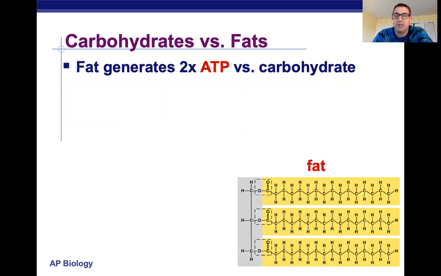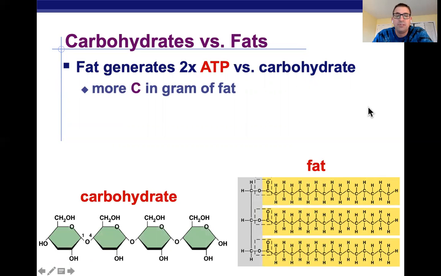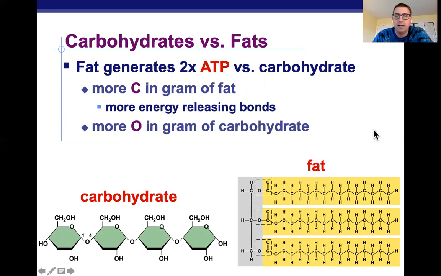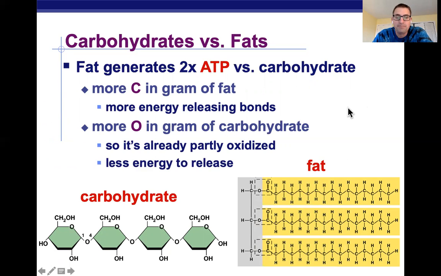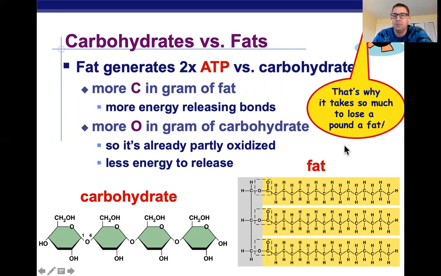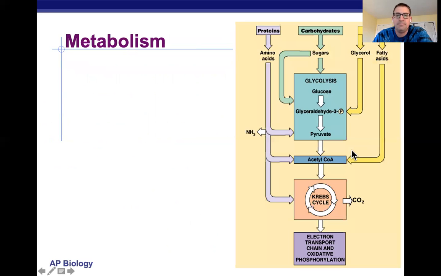Interesting to note that fat generates about twice as much ATP as carbohydrates because we have so many more carbons in a gram of fat and more energy releasing bonds. We also have a lot more of those carbon-hydrogen bonds to be oxidized. There's also more oxygen in a gram of carbohydrates. So carbohydrates are already partly oxidized. We've got a lot of not even partly oxidized bonds right here. Okay, so there's more energy to release in fat.